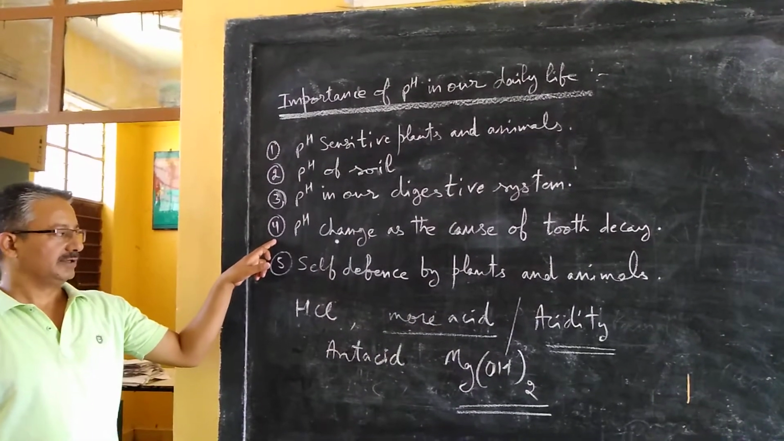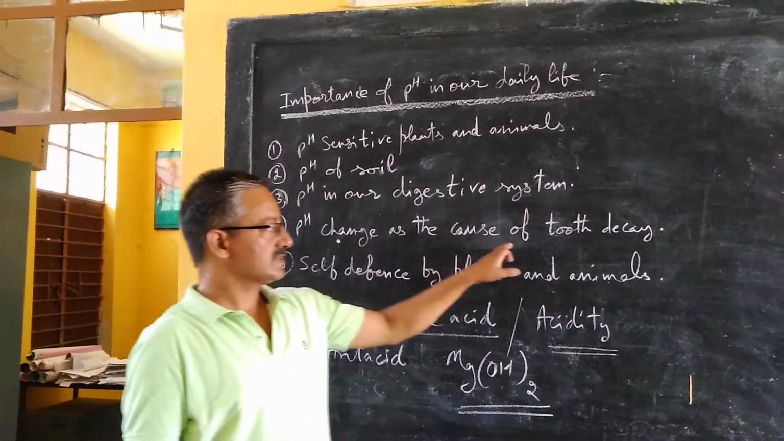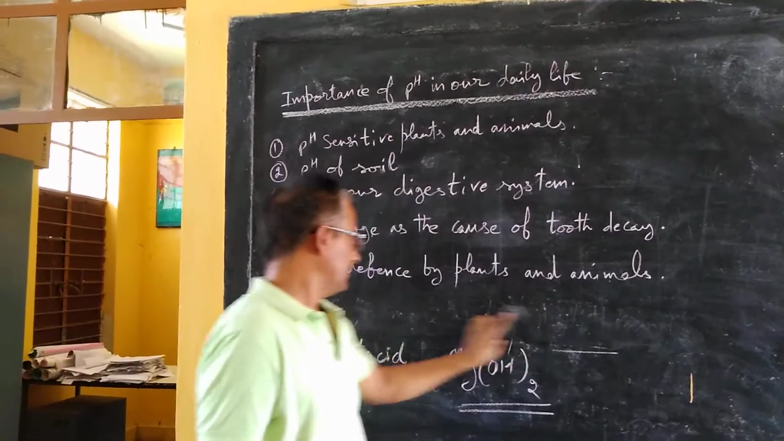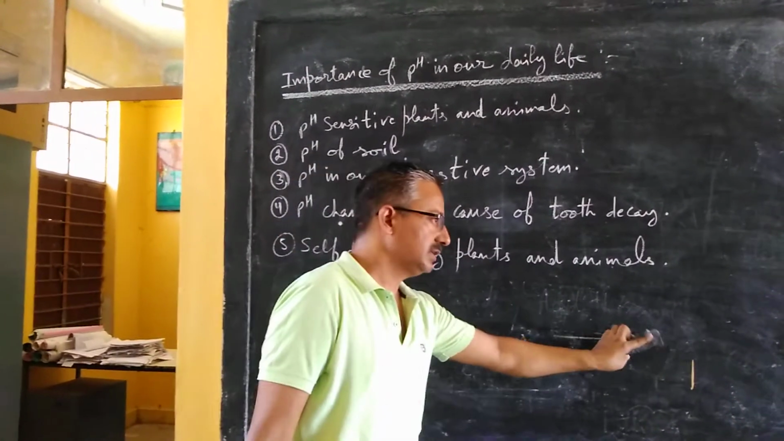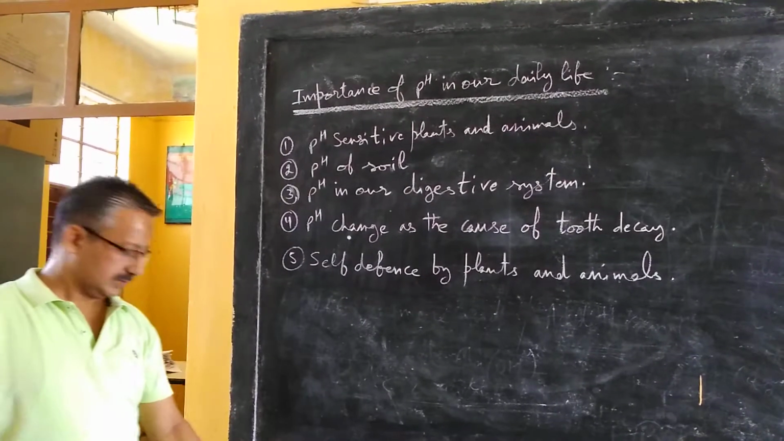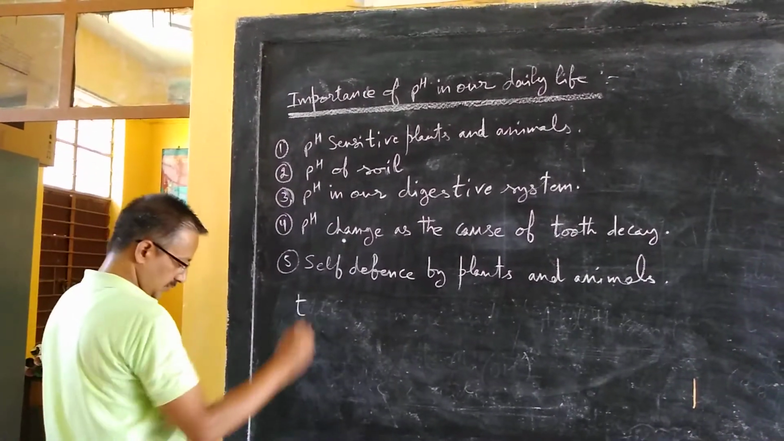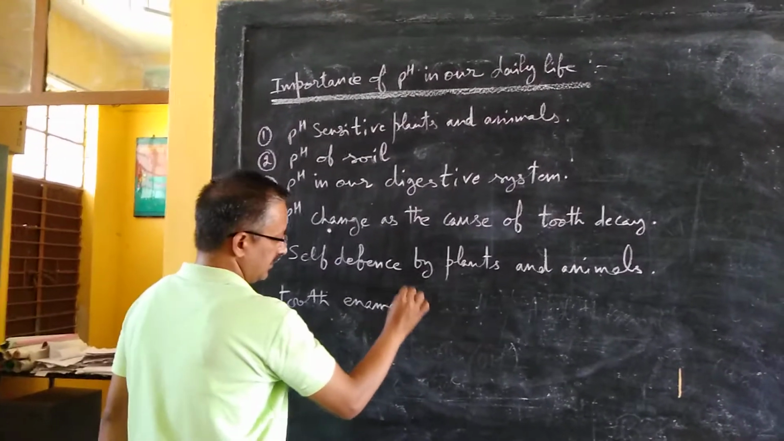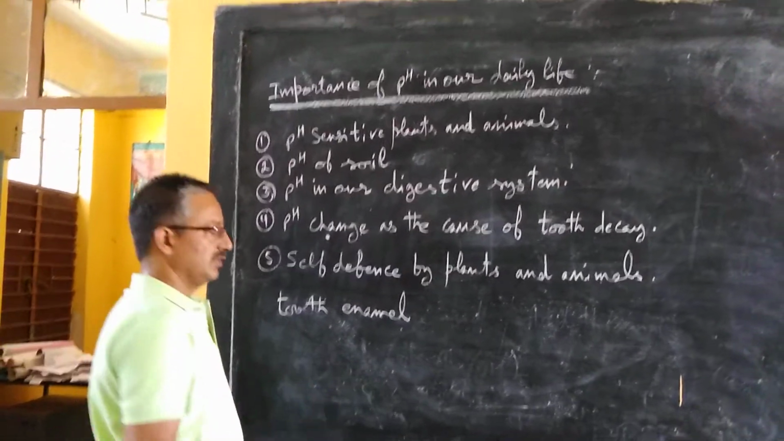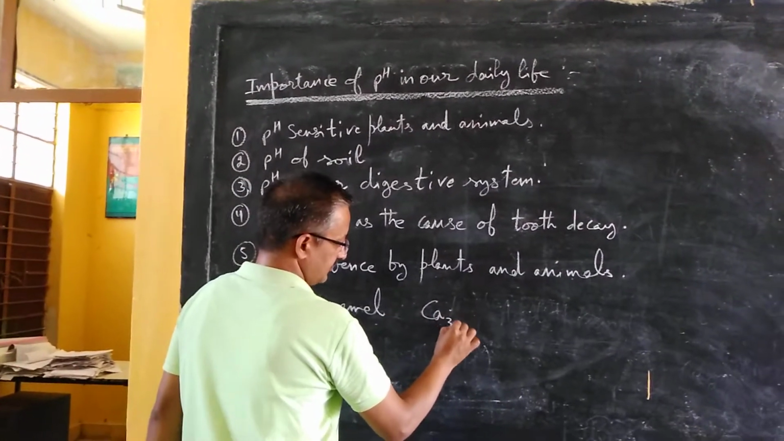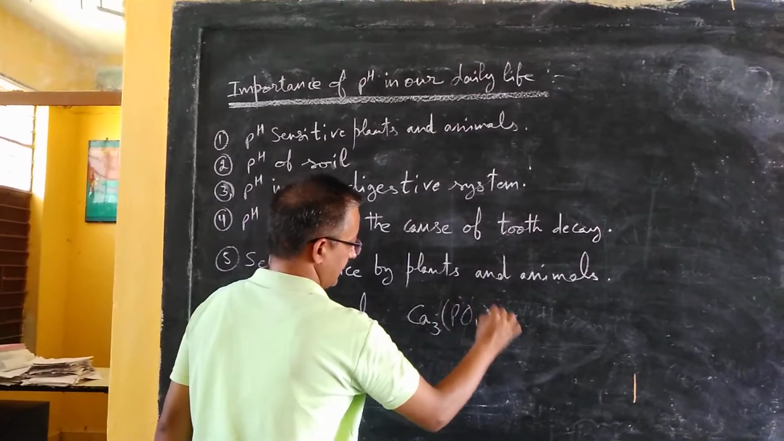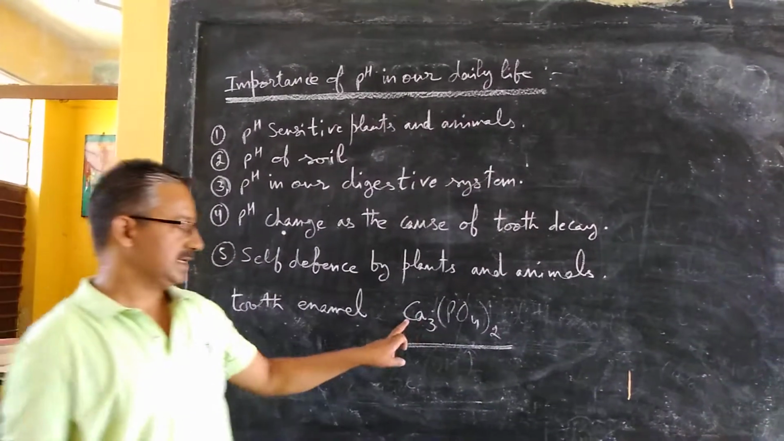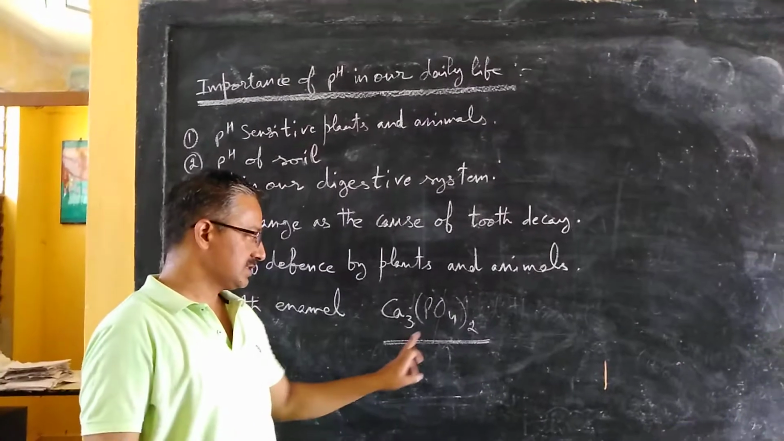Now, the fourth point, pH change as the cause of tooth decay. Okay, now see, our teeth have a covering, a white covering. That white covering is called tooth enamel. And it is made up of calcium phosphate. The formula of calcium phosphate is Ca3(PO4)2. This is calcium phosphate.